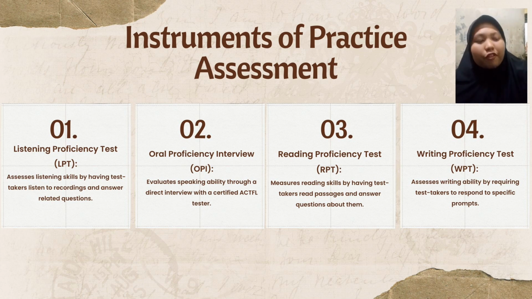Three. Reading Proficiency Test, or RPT. Measure reading skill by having test takers read passages and answer questions about them. And the last, four. Writing Proficiency Test, or WPT. Assess writing ability by requiring test takers to respond to specific prompts.